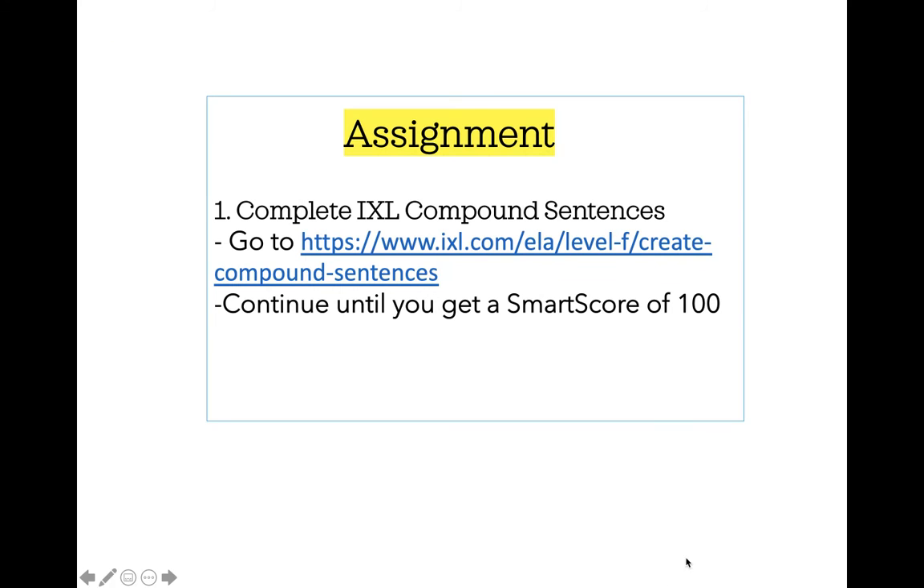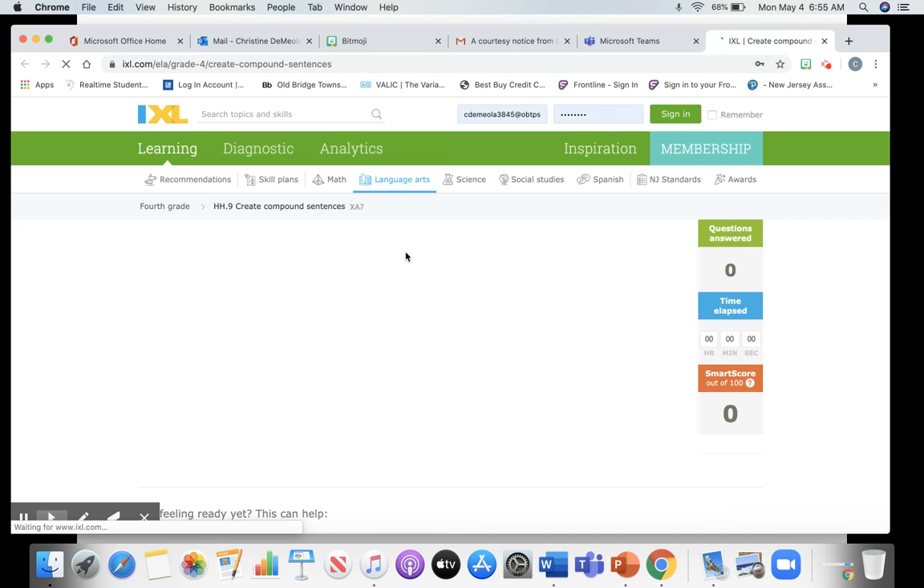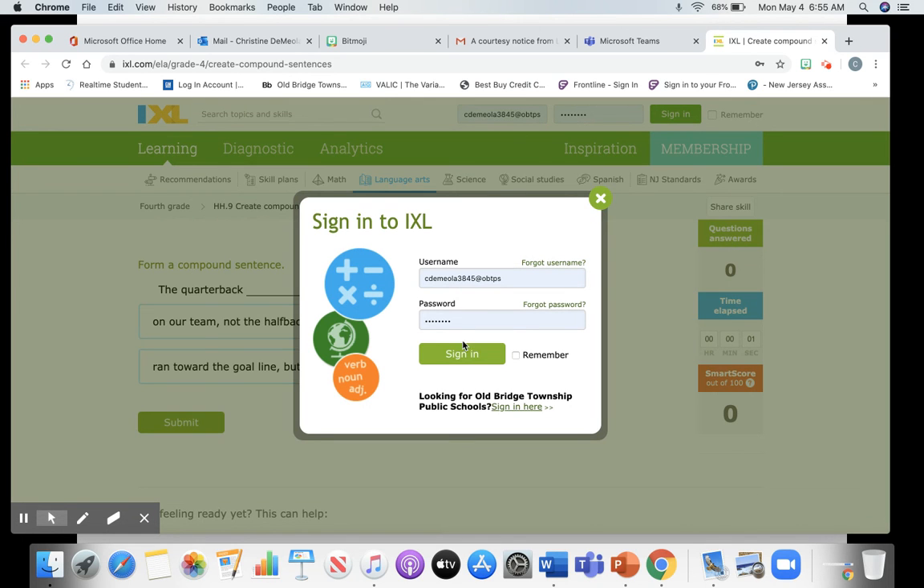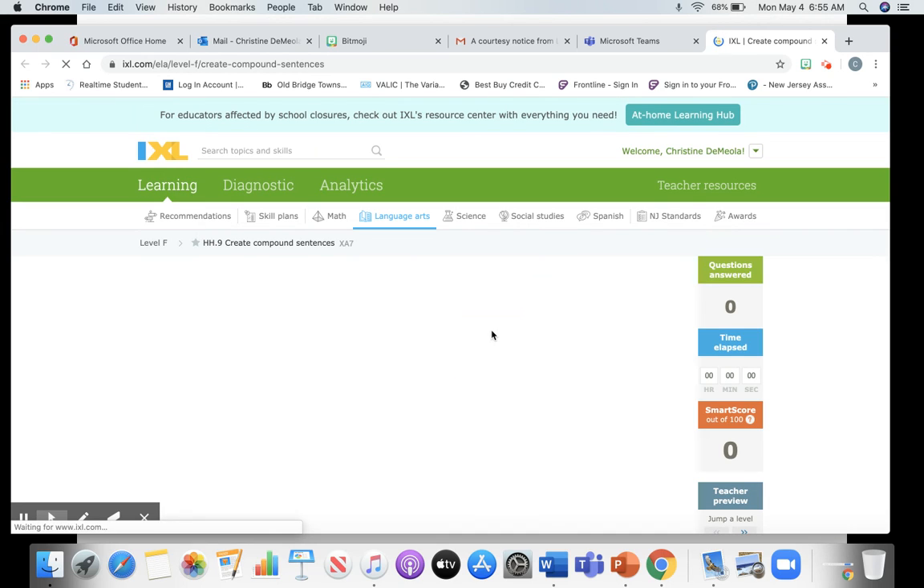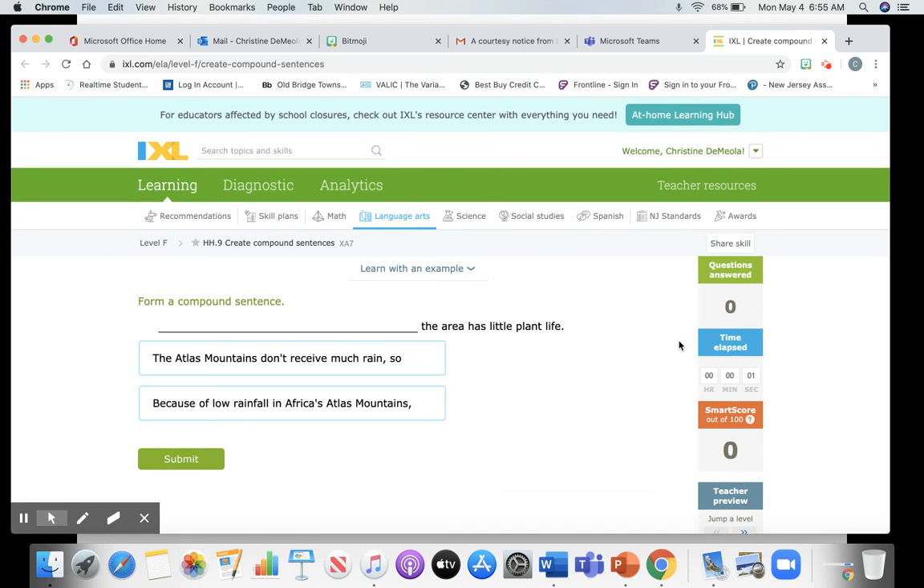All right, so now you guys are going to click on iExcel right here. You will take this activity. Make sure you click log in. All right. And it says make sure you get a SMART score of 100. Work on that. All right. Don't give up. Keep trying to power through, even if it seems a little difficult. You've got this. All right.